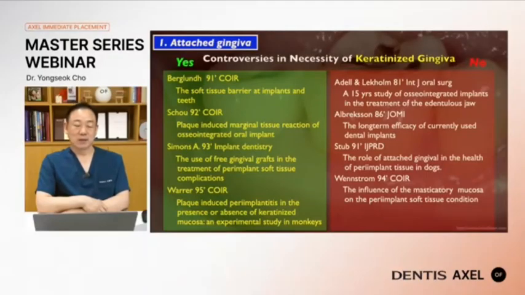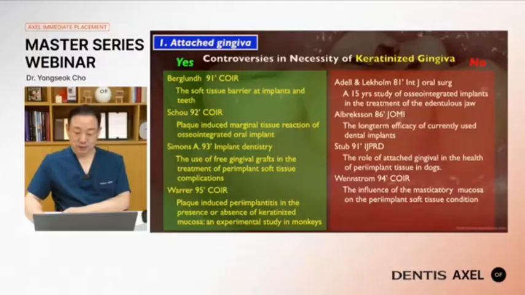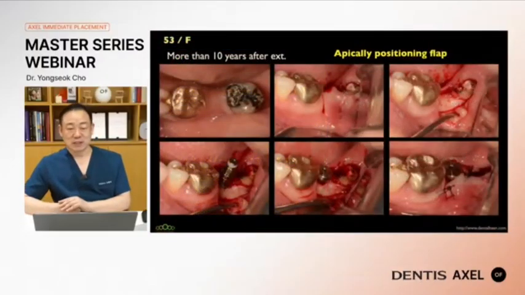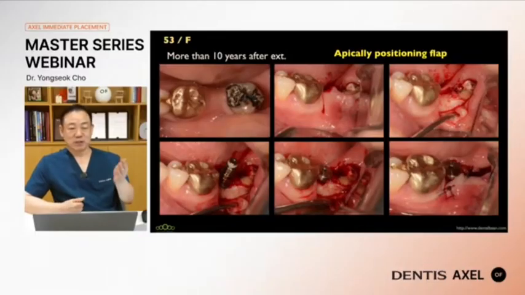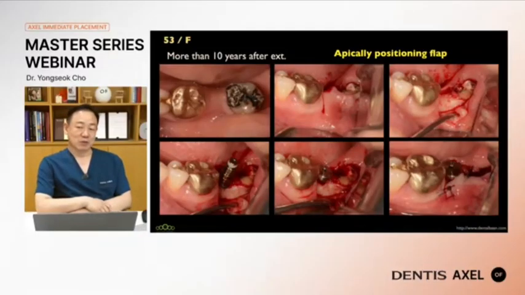Sometimes I do some special maneuver to increase the attached gingiva. However, sometimes I omit increasing attached gingiva. When I plan to increase the keratinized tissue, there are several ways. The simple one is the apically positioned flap. This is simple and effective. With a simple flap design, doing apical positioning of the flap increases keratinized tissue. A more predictable way is to do a free gingival graft. However, it is relatively inconvenient.